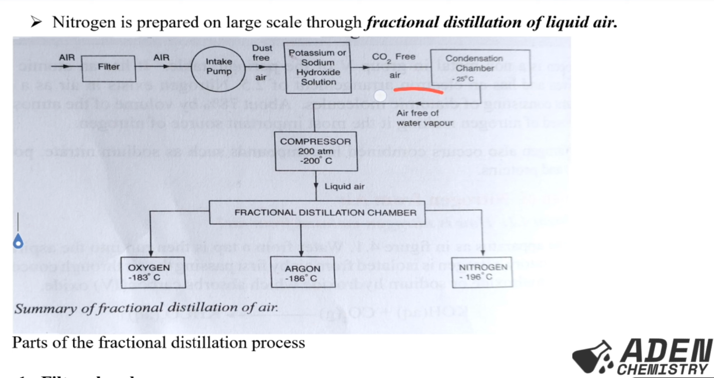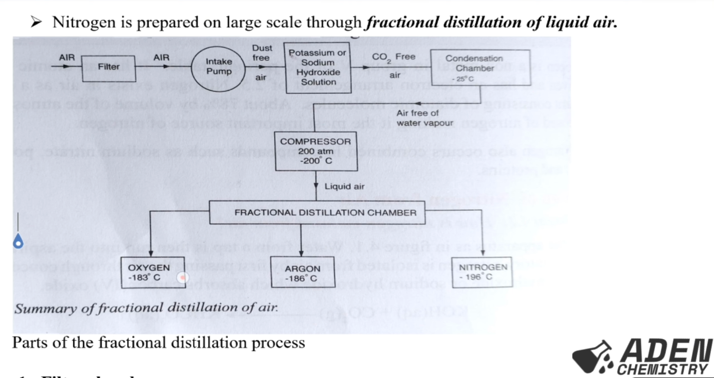Here we have air free from water vapor, and the remaining part of the air now goes through the compressor. In the compressor we have two conditions of temperature and pressure: a temperature of negative 200 degrees Celsius and a pressure of 200 atmospheres. There we get liquid air, and that liquid air goes through the fractional distillation chamber, where we check their boiling points.